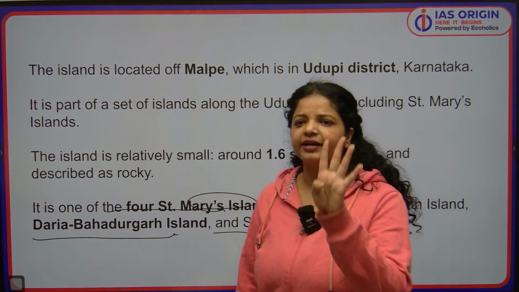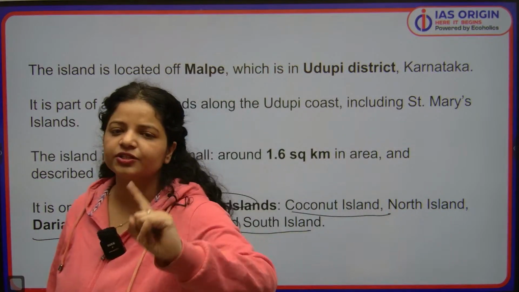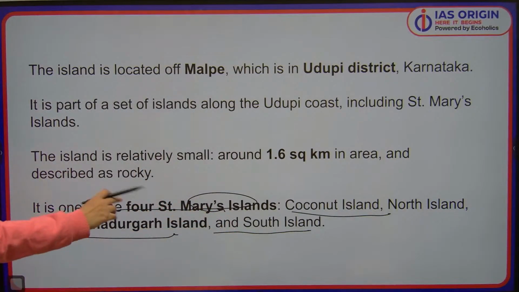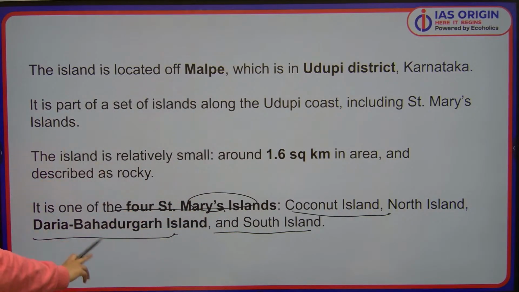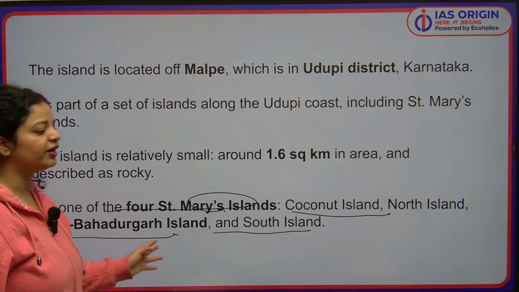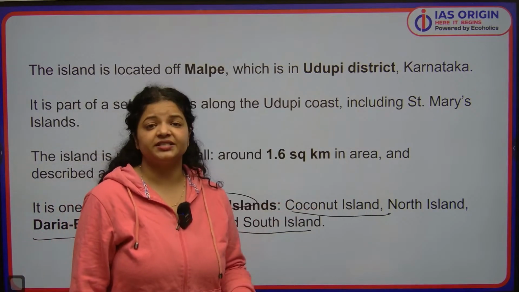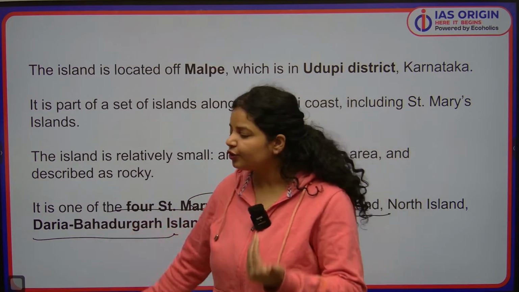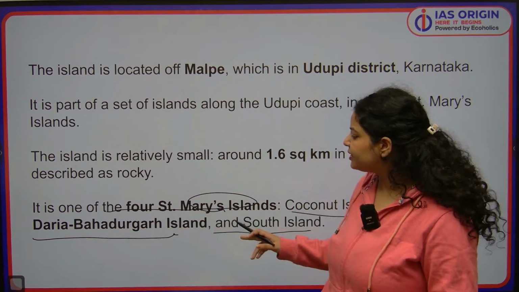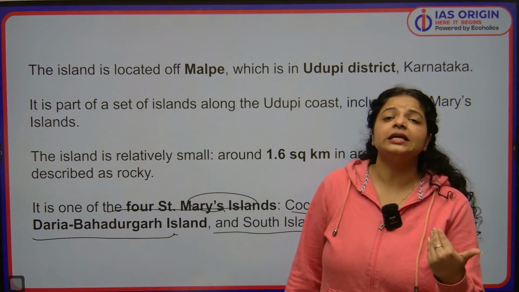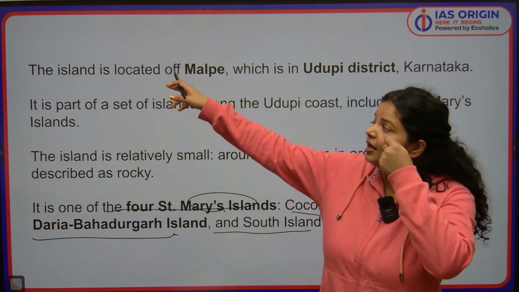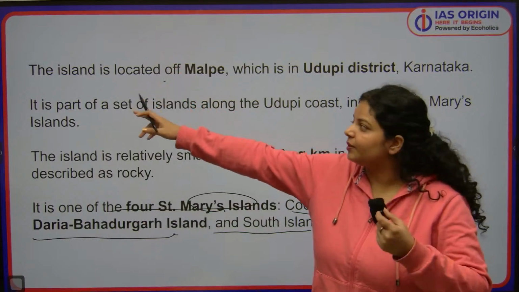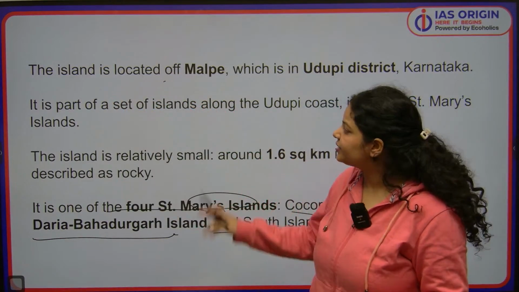So Saint Mary Island is a group of 4 islands, out of which one is Darya Bahadur. Coconut Island, North Island, Darya Bahadur Island and South Island are part of Saint Mary Island. If UPSC asks you, these 4 islands recently seen in news, what kind of group of islands are these? The answer is Saint Mary Island, present where? Karnataka, off Malpe, in Udupi district.